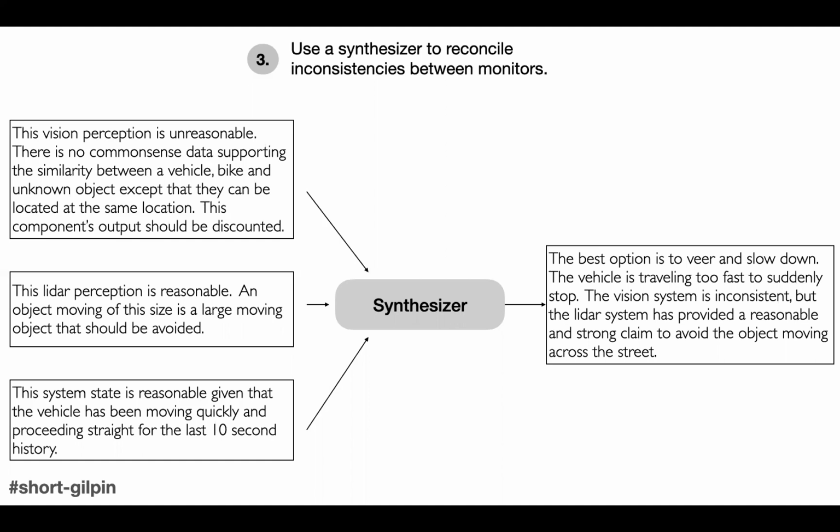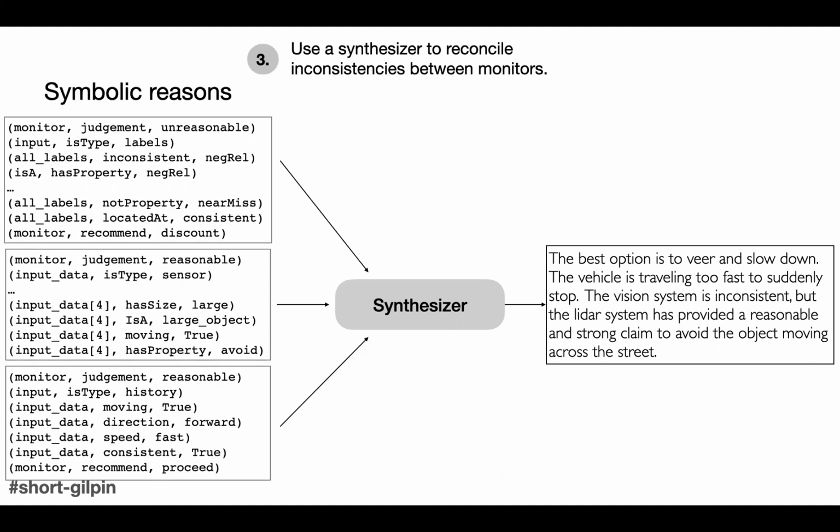Now, the way that this is actually processed, again, is through these symbolic reasons. This is just a small subset of what you see. And you can see the parts here that I highlighted that are important to this final explanation. In fact, you can see where it gets the information from the system state here in red, where it gets it from the vision in yellow, and where it gets the information from the LiDAR in blue.